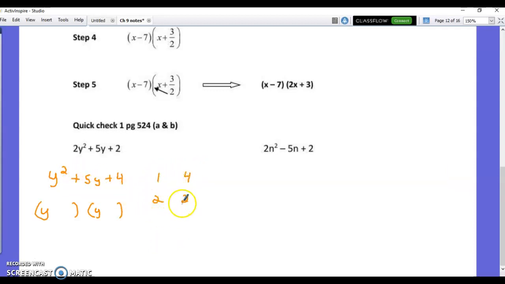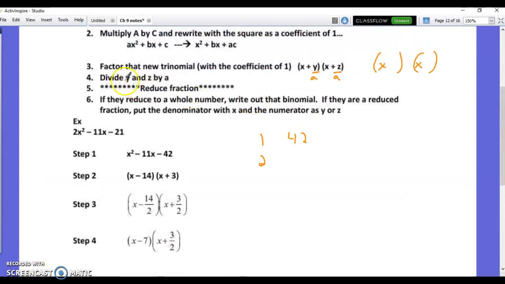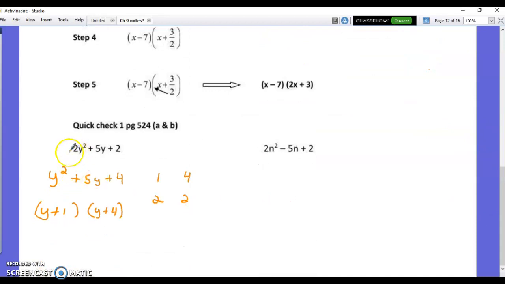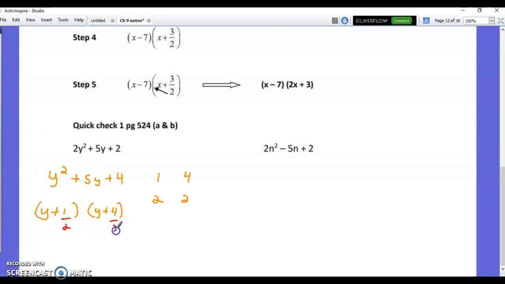Well, in this case, 2 plus 2 is 4, 1 plus 4 is 5, so I'm going to use plus 1 plus 4. All right? So now the next step after that, don't think you're done here, because now we have to go back through and we have to divide by our original A. In this case, our original A was a 2. All right, so now I'm going to divide each of these by 2.